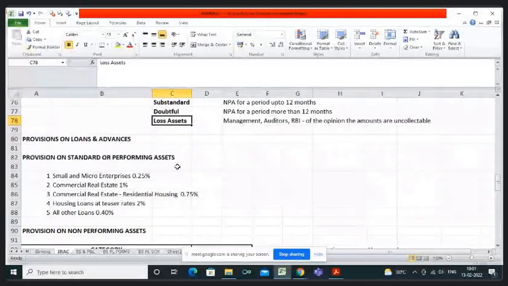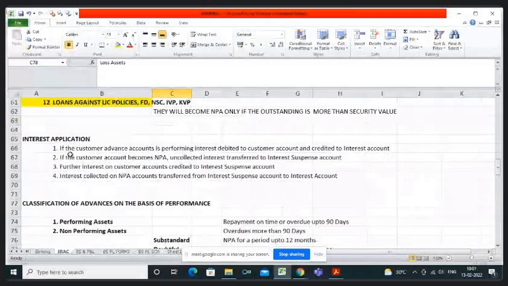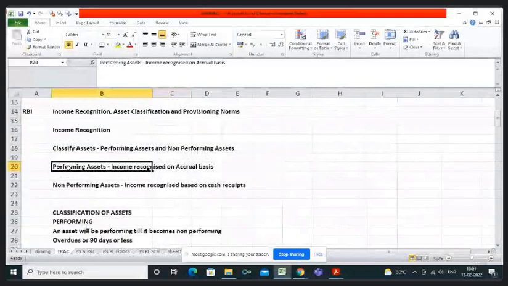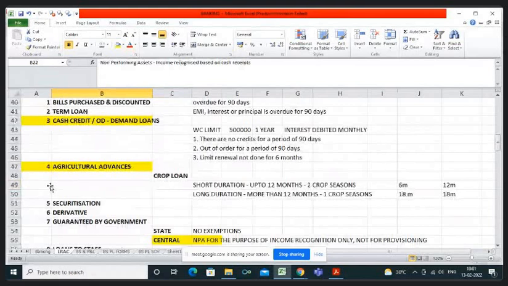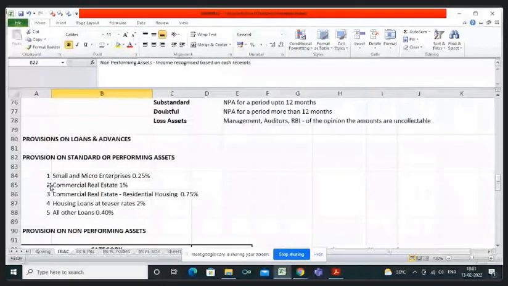So, in the case of performing assets, income is recognized on an accrual basis, that is, interest earned. In the case of non-performing assets, income is recognized based on receipts only, not interest earned but interest received. Then another impact is that we have to make compulsory provisions on loans and advances.